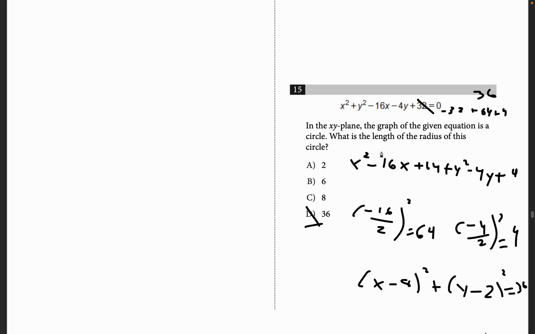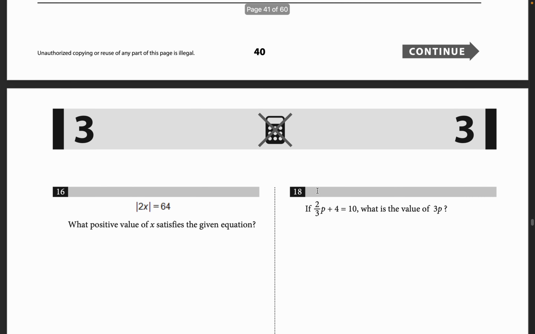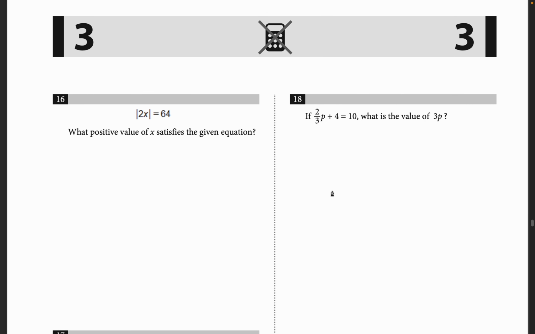Now look, in the circle equation, this 36 equals radius squared. That's not the radius, it's the radius squared. So to find the radius, you just take the square root. And we take the principal value, so the positive 6, because distance can't be negative. Okay, we finished the multiple choice. That was pretty easy.